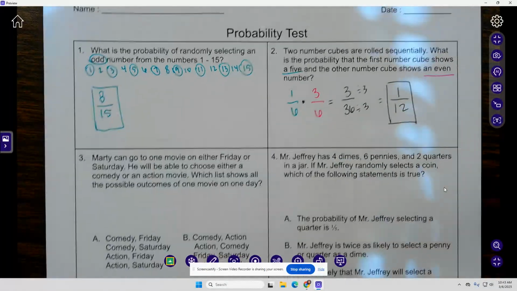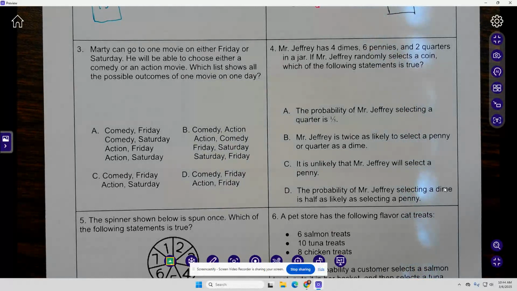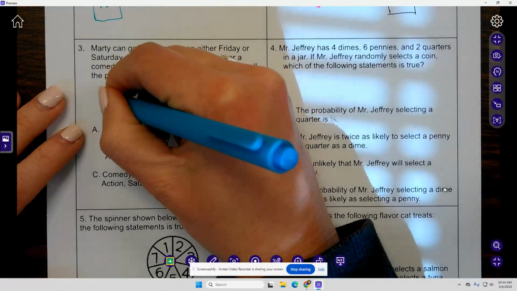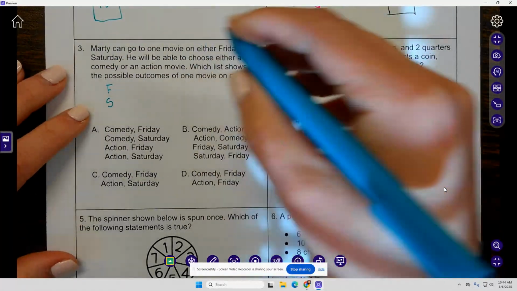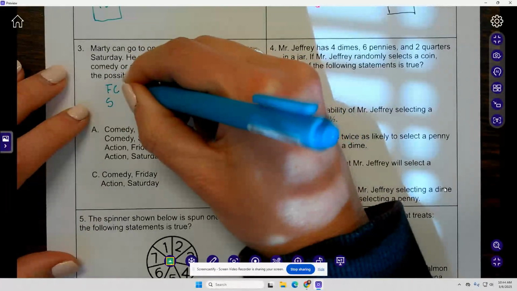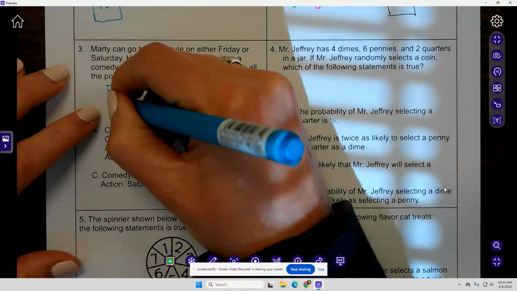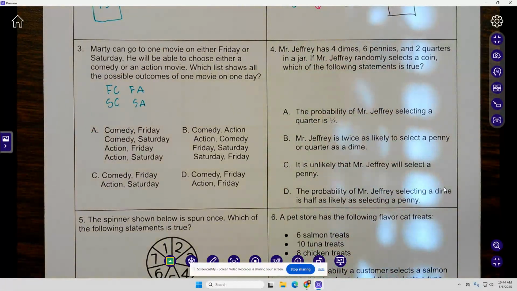Number 3, Marty can go to one movie on either Friday or Saturday, and he will be able to choose either a comedy or an action movie. Which list shows all the possible outcomes of one movie on one day? Well, I know that he can go on a Friday or a Saturday. And I know on Friday he can either choose a comedy or an action. And on Saturday he can either choose a comedy or an action. So that's 4 total outcomes.